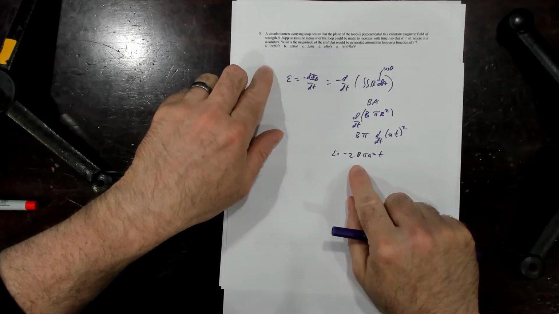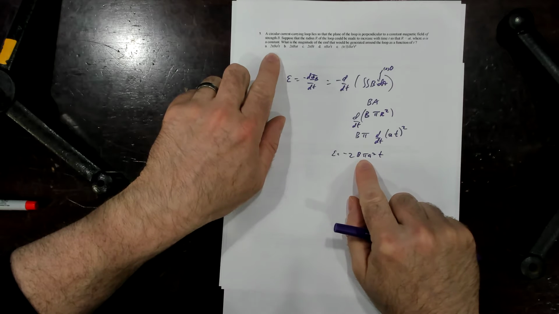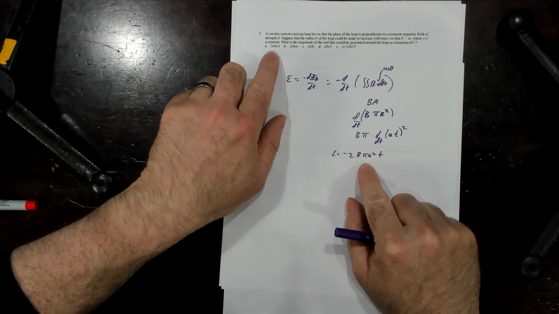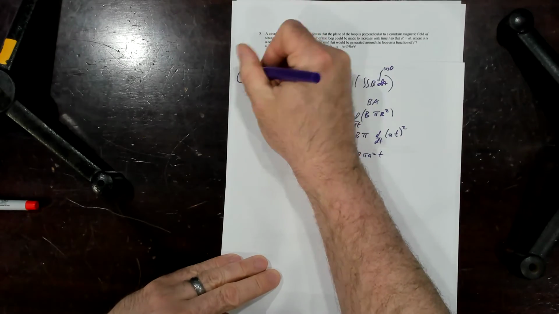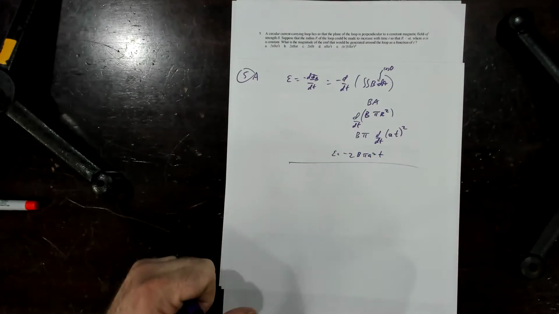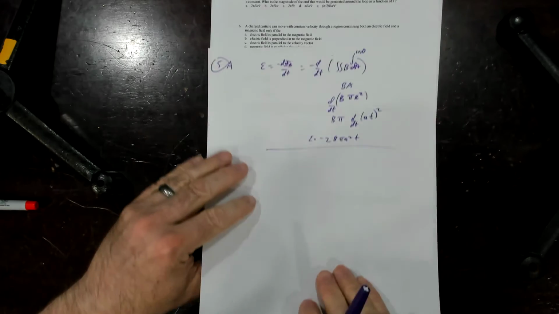What are my choices? Does one of those look like it? A 2, a pi, a B, an a squared, and a t. Well, yeah, I guess that's the choice, huh? All right. So 5, I'll say is A. Okay. Moving on, number 6.